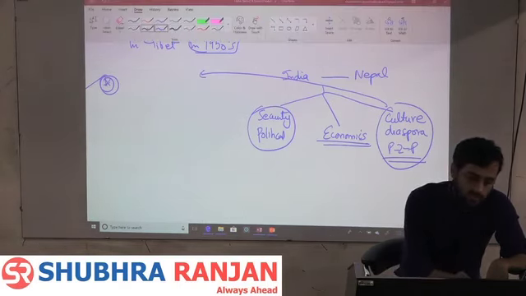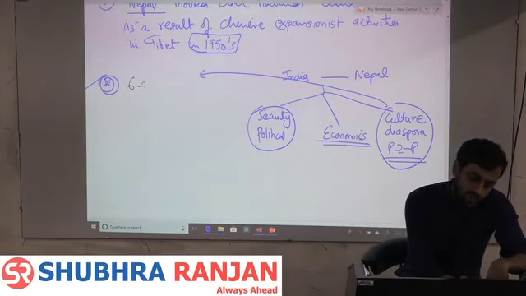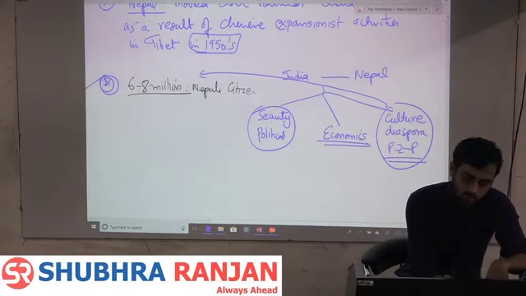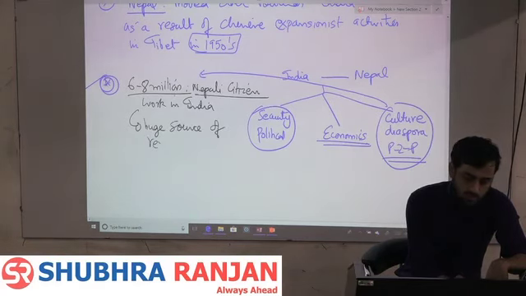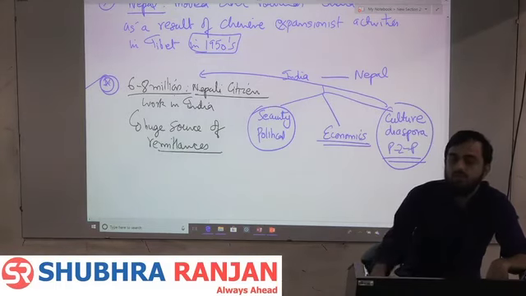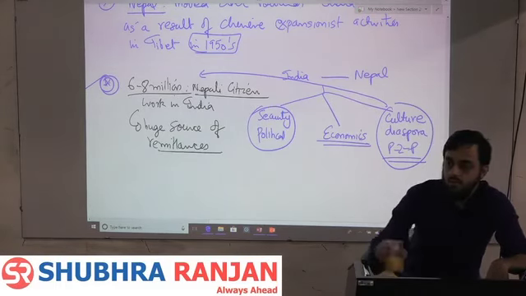How is that? In the sense that today 6 to 8 million Nepali citizens do what? Work in India. And this means, sir, what? A huge source of remittances to Nepal. Just like for India, it comes from the Gulf. Okay.